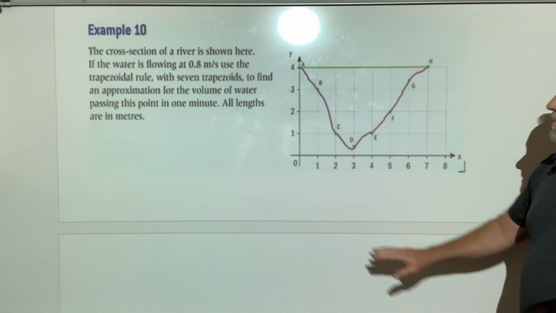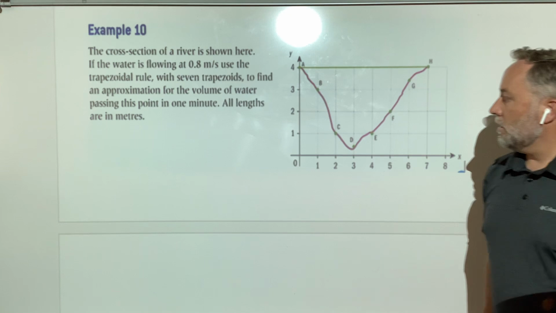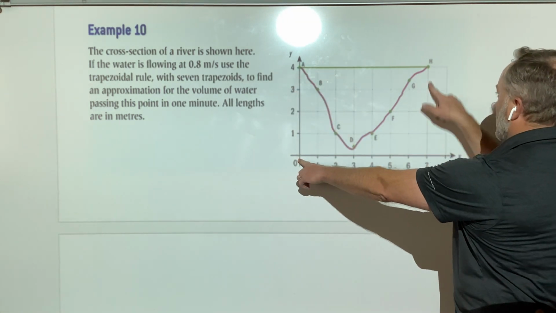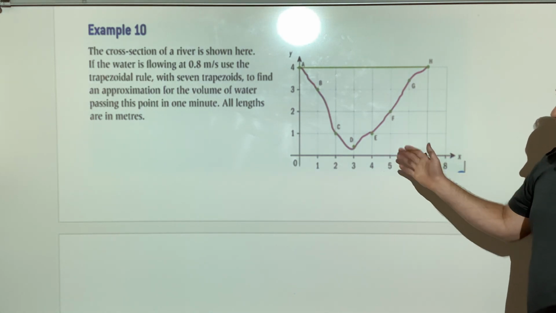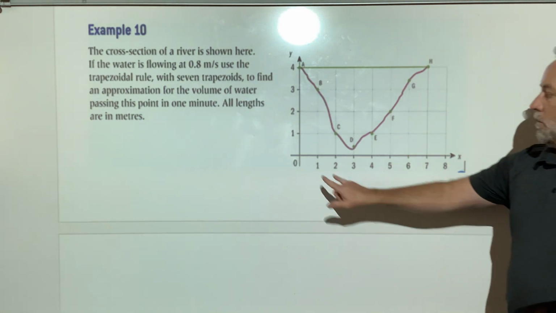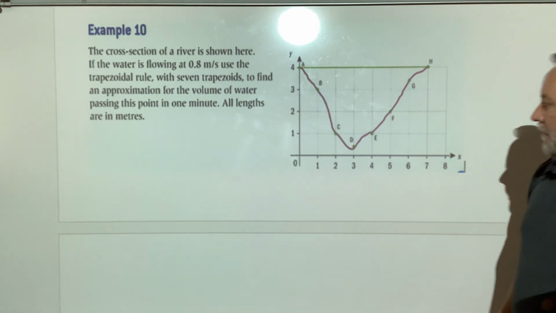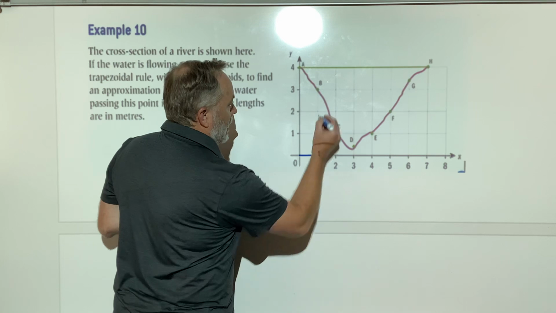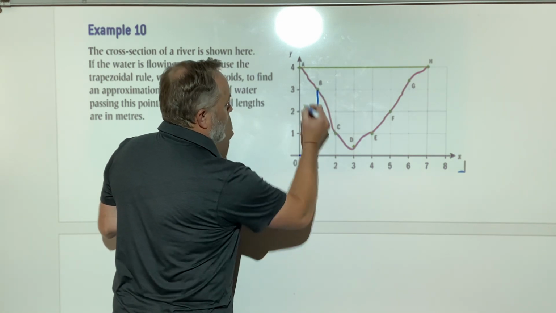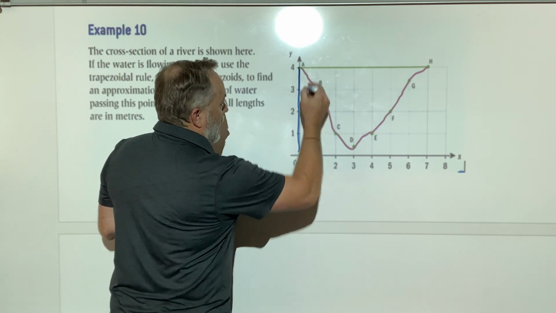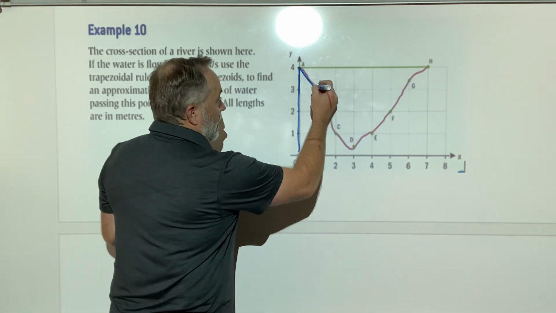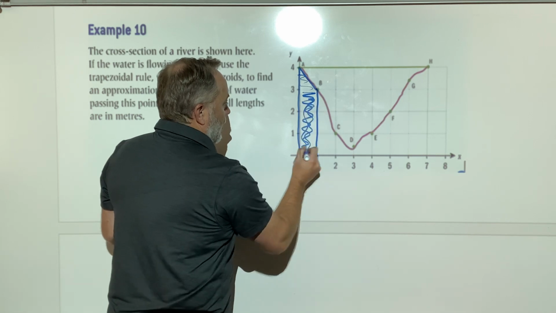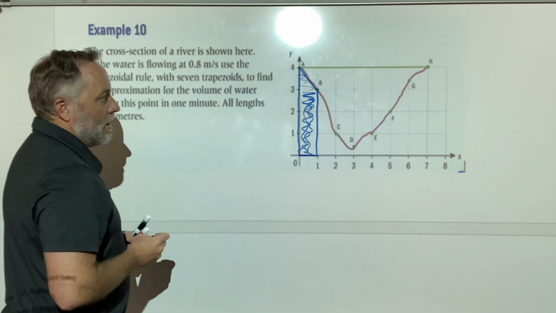Okay, so it asked us to use 7 trapezoids. Let's look at the total width of the interval. So we go from 0 to 7. So 7 trapezoids, so 7 divided by 7 gets us a width of 1. So if I drew in this first trapezoid, it would look something like this. So 0 to 1, I'd go up to that first point, up to here, and that is the trapezoid we would be finding to approximate the area under the curve. That's our first of 7 trapezoids we'd be creating.